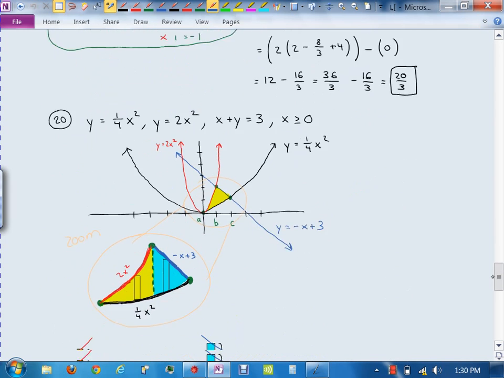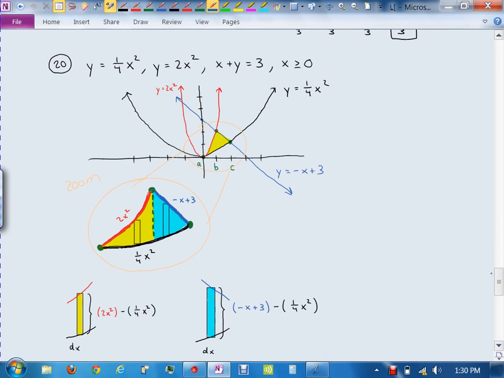Let's see, 20. Oh, 20 was pretty. This was a good problem. Like my zoom in. So I had a parabola here. This is my 1/4 x squared. Then I had my 2x squared as the red one. Then I had this line, which I solved for y, and it's this right here. I'm trying to find the region bounded by all three, which turned out to be this yellow region here. And notice that it was not suited for vertical or horizontal rectangles, right? Neither way was better. No matter how I did it, I was going to have to break it into two regions. So I did it vertically.